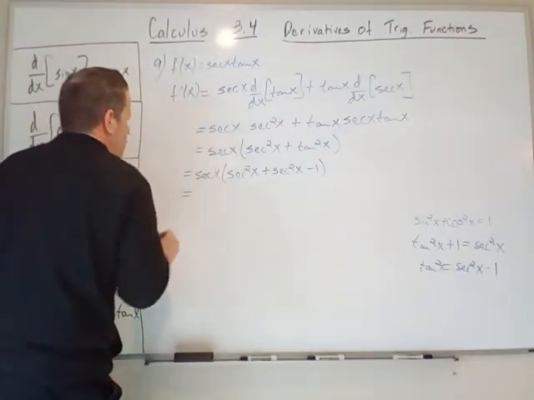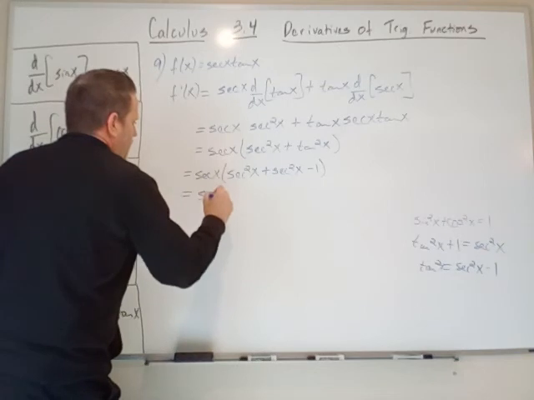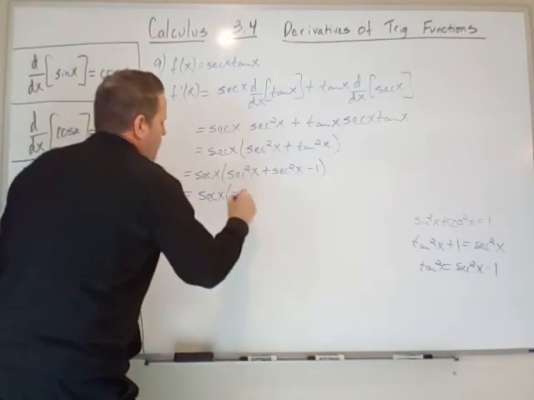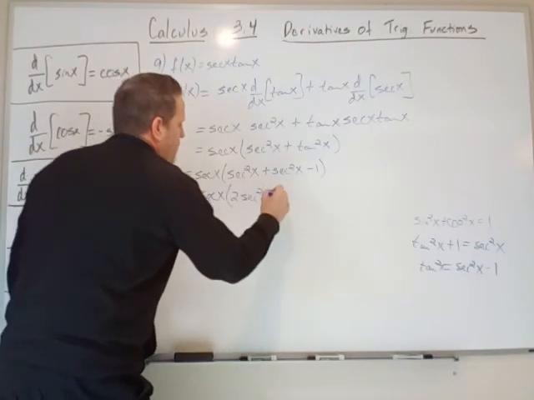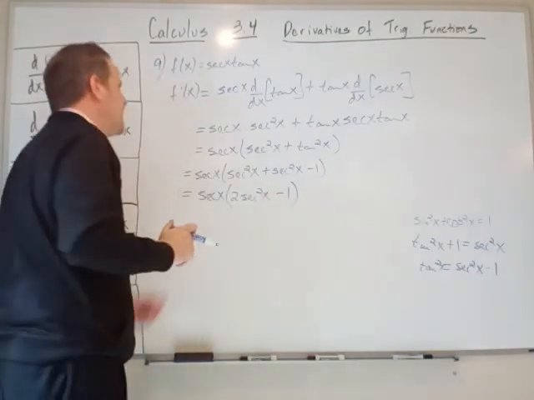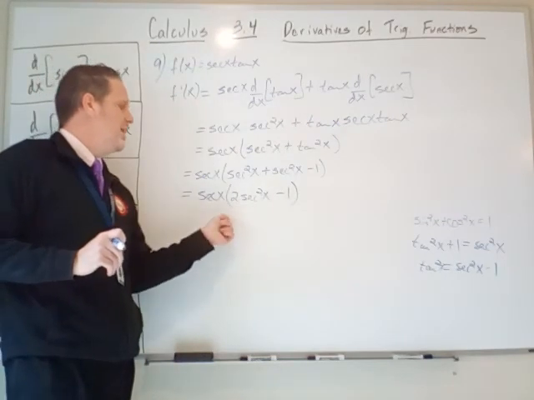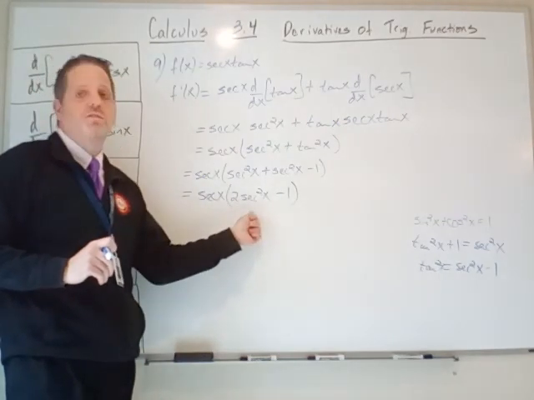Okay, that tells us we got the secant of x times 2 secant squared x minus 1. I could redistribute the secant x in here. So I've eliminated the tangent. I do have one trig function here.